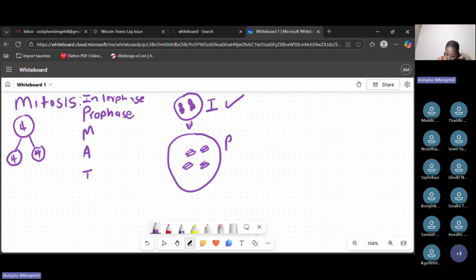But there was something that I was supposed to do here. Just give me a second. Let me see if it's going to be able to remove this.